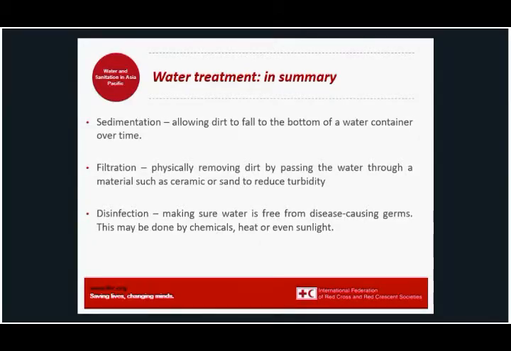So in order to meet our desired water quality treatments, we treat water in three main processes: sedimentation, filtration, and disinfection. So sedimentation is allowing the dirt to fall to the bottom of the container, and sometimes this can be done physically or it can be done chemically. Filtration is the removal of dirt by passing through a filter, such as a ceramic or sand. And then disinfection is to ensure that there are no remaining disease-causing germs. And this usually is done by chemicals such as chlorine, heat, and even sunlight, such as UV.